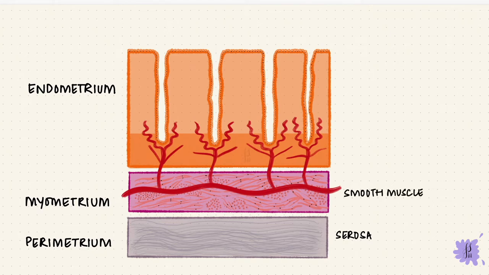But what's important for understanding the cycle is the changes in the endometrium. The endometrium has an epithelial lining, which is simple columnar epithelium.